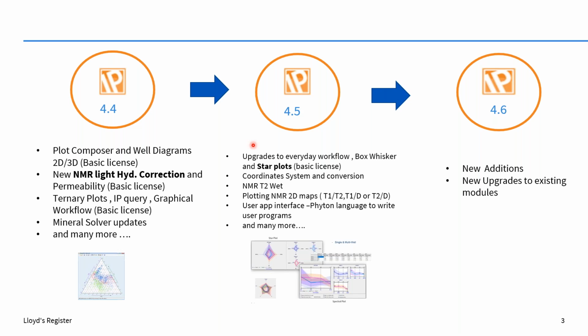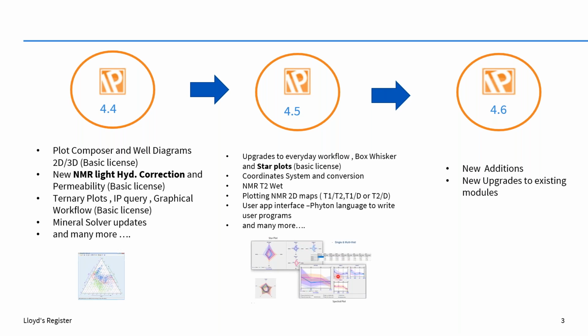In 4.5, you can see that we added a lot of upgrades to everyday workflow. We added new tools to manipulate the data, such as star plots, where you can visualize the statistics and the average value of phase curves and electrical logs. In this diagram, you can see how we're displaying the data in a star plot, and you're able to see those average values for those phase curves. The color represents each of the phases, and you can see all the phases combined together, or you can see them individually representing that average value.